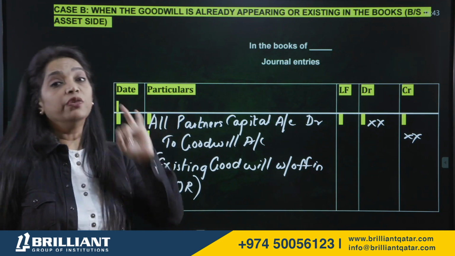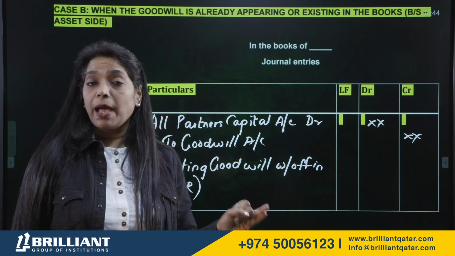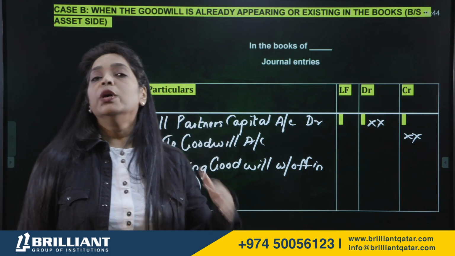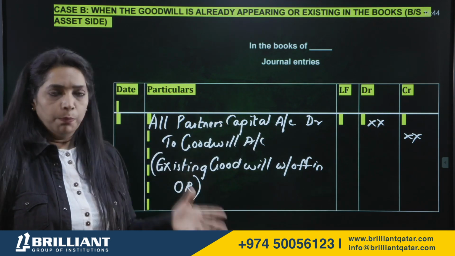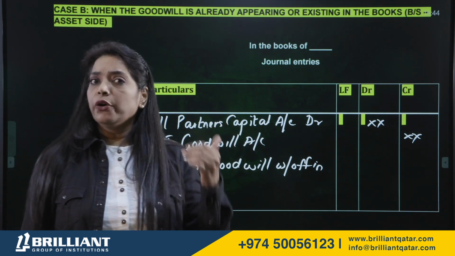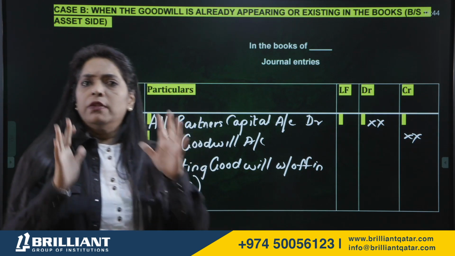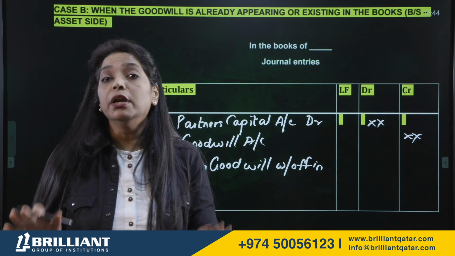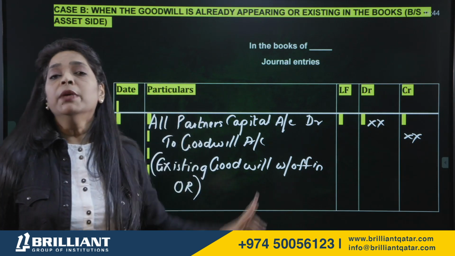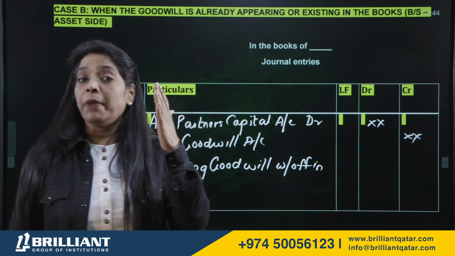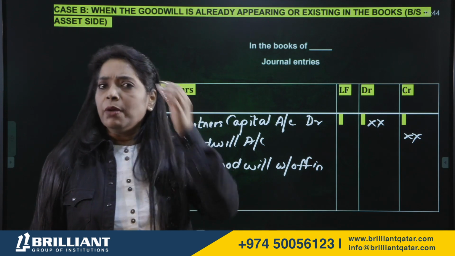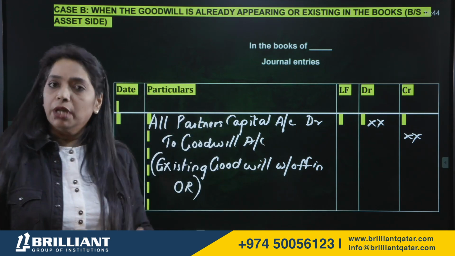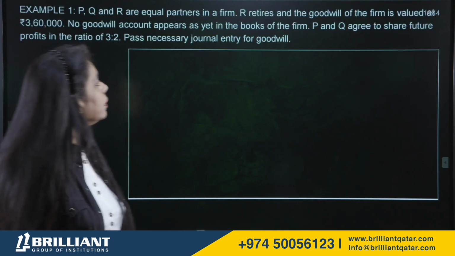So these are the two cases in accounting treatment for goodwill. That is, one is when goodwill is adjusted to partner's capital account, and second when goodwill already appears in the books. Now next we are going to solve a few problems. So try to understand it well. A very easy concept, not difficult at all. You just need to keep these two journal entries in your mind and remember them while treating the goodwill.